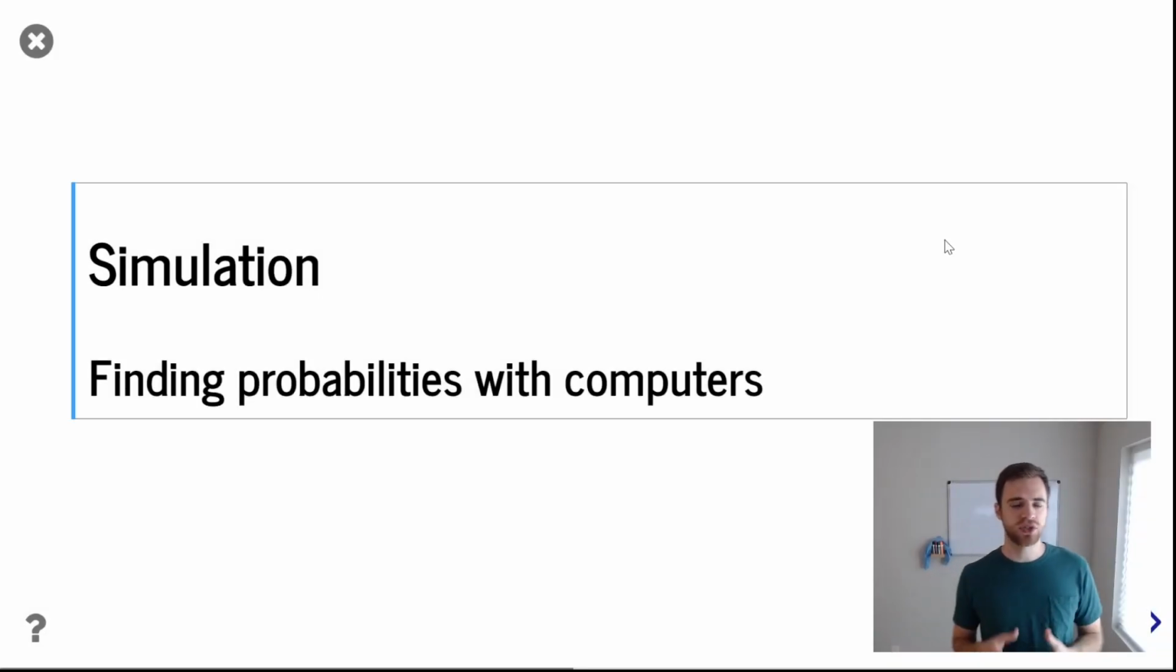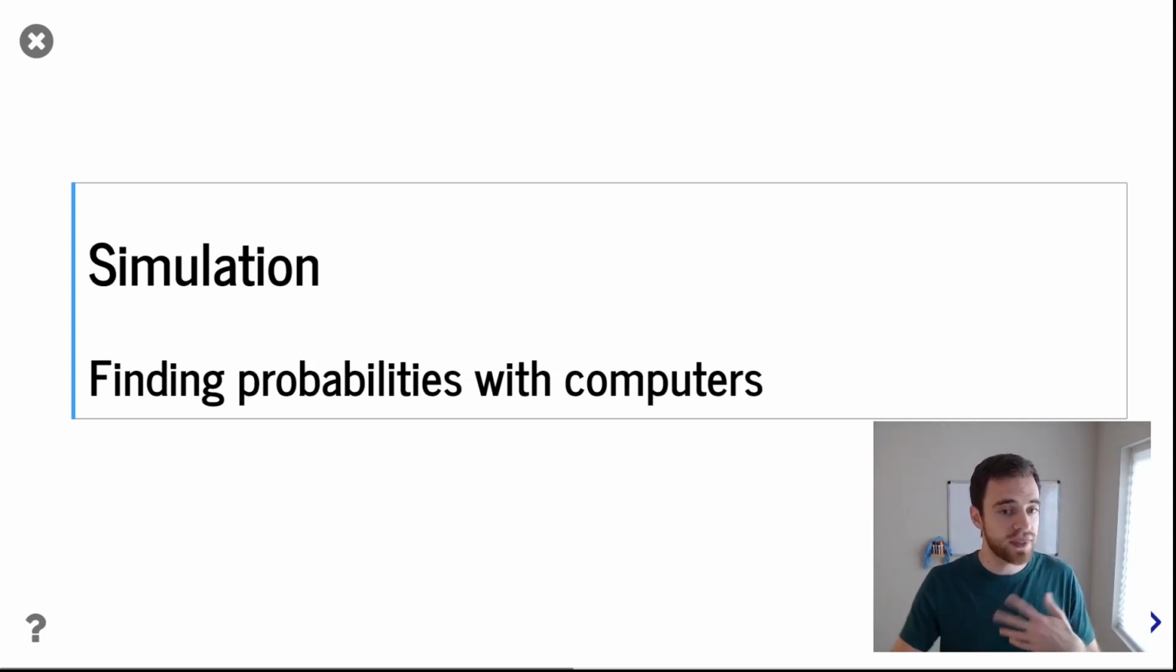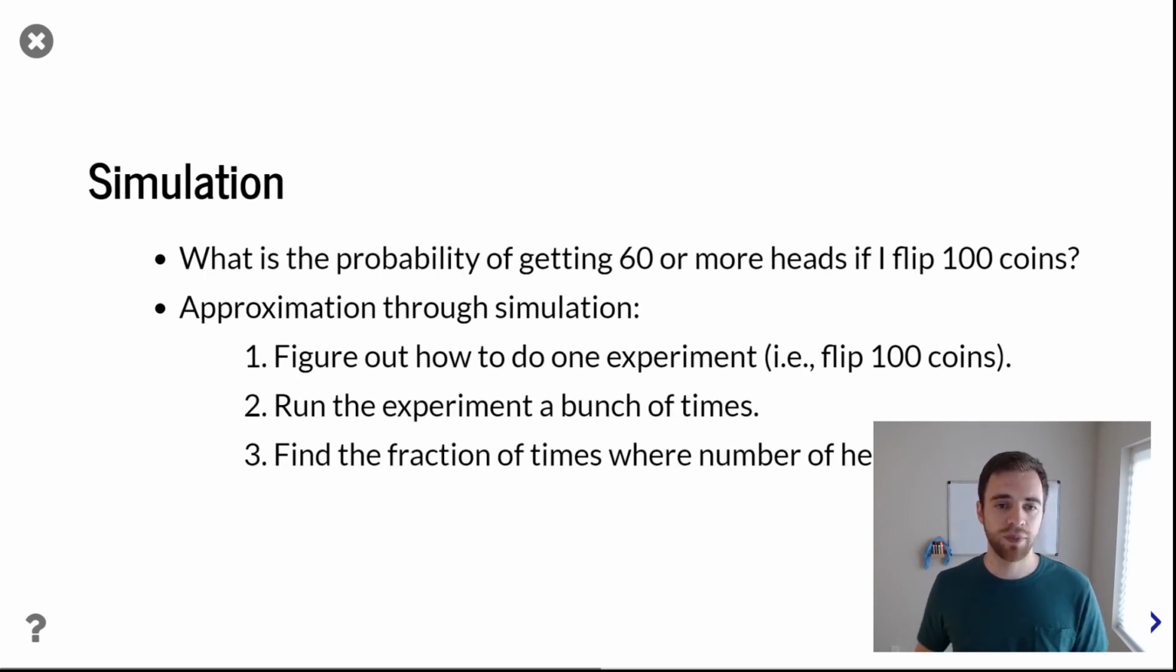So how do we use code to compute probabilities? The basic idea is you have an experiment that you're interested in. Remember, an experiment is just the thing whose result is random. And we just run that experiment over and over and over again on the computer and count how many times we see every outcome.